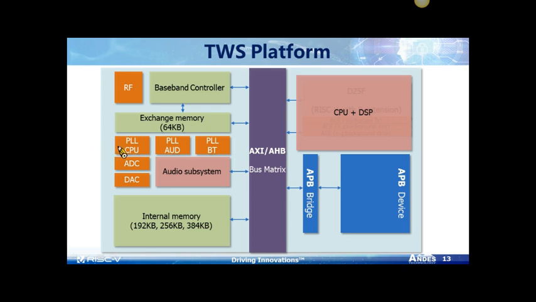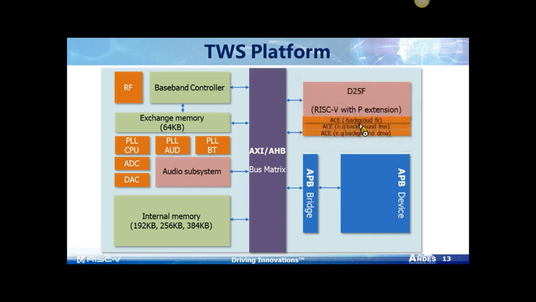Then let's take a look at the system block diagram again. On the right side here is the general solution for TWS. As you can see, here is CPU plus DSP. Now we have introduced a new architecture, which is D25 with RISC-V extension with 3 customized instructions: background FIR, background LMS, and background DMA.